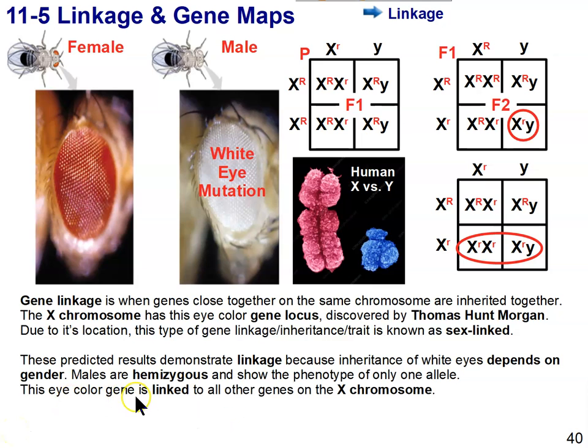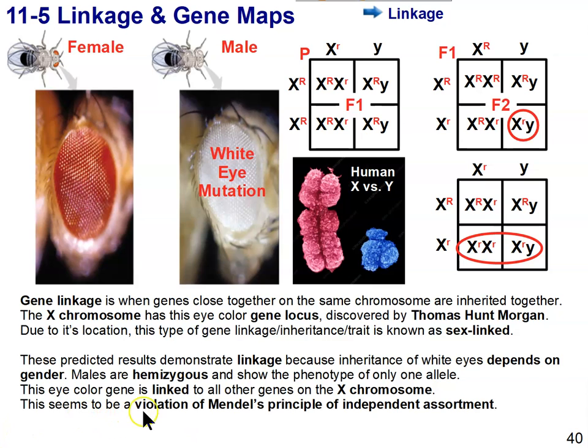And this eye color gene is linked to all the other genes on the X chromosome. So again, the idea of linkage is that genes that are on the same chromosome are more likely to be inherited together, which seems to be a violation of Mendel's principle of independent assortment, because Mendel didn't observe any linkage in his results. All the genes that he looked at assorted independently.